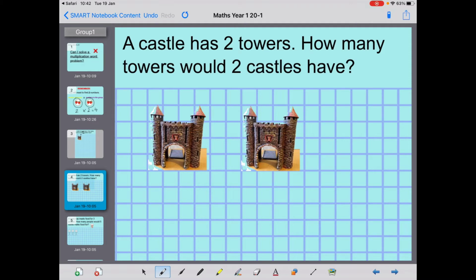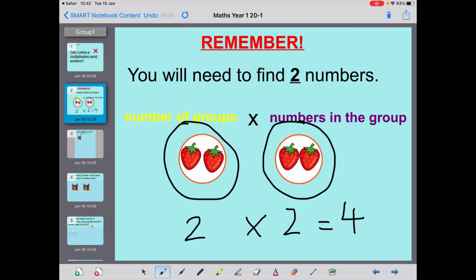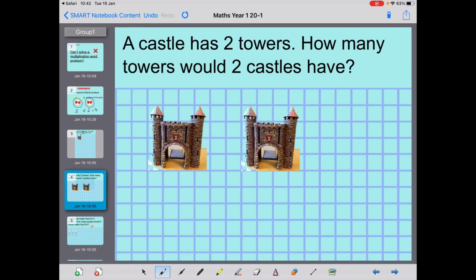So, if we were writing it down, remember going back to this bit here, number of groups, so the castle is the groups. So we have 2 castles, need our times sign, 2 times, and then we're talking about how many towers each castle has. And they have 2 each, don't they? So 2 times 2, how many towers have we got all together? 4. Excellent, I hope that makes sense.